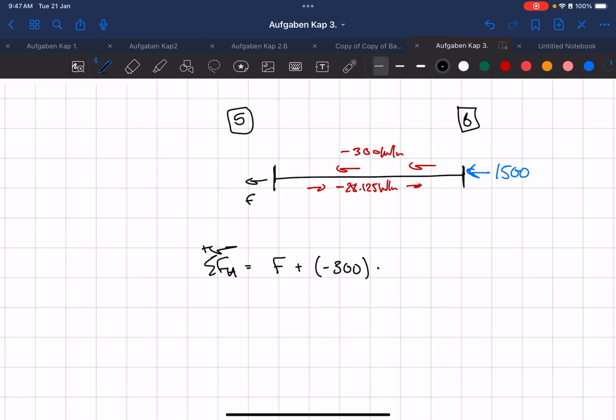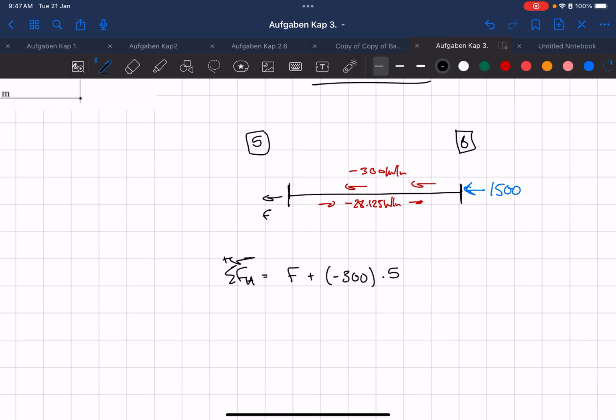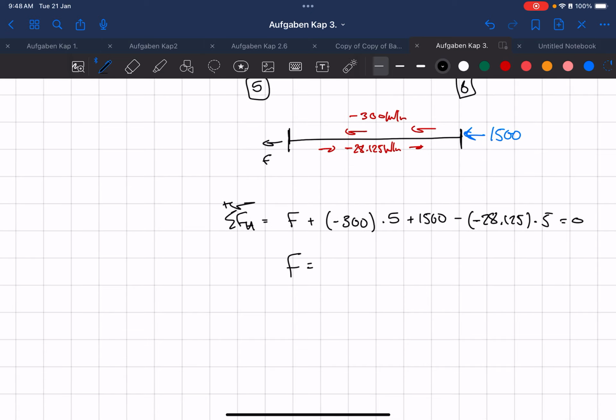Plus F plus minus 300 times 5 plus 1,500 minus 28.125 times 5 equals 0. Minus 140.625.